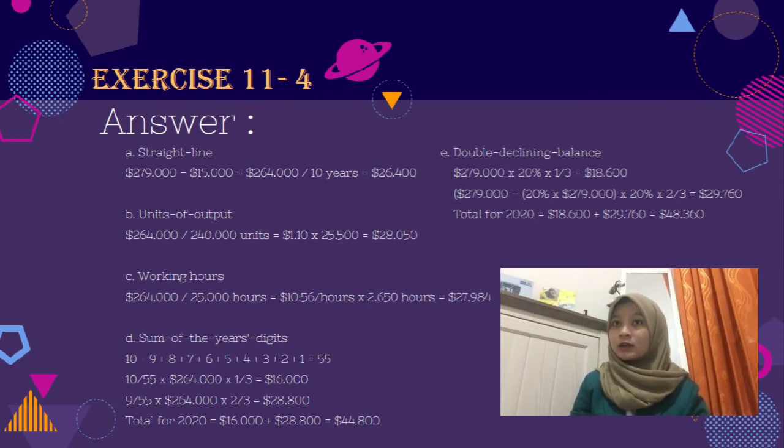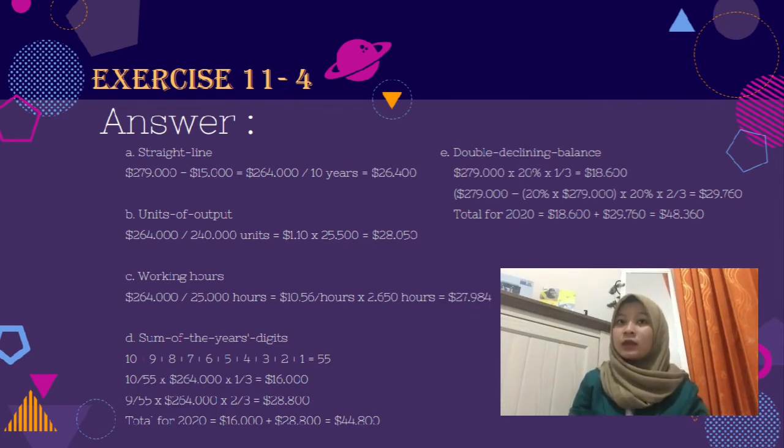$279,000 minus $15,000 and the result is $264,000. And then $264,000 divided by 10 years. And then the result is $26,400.